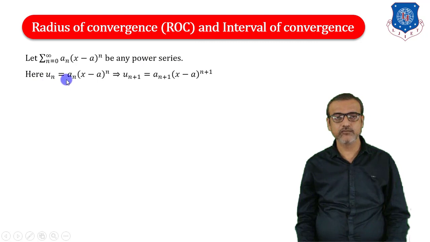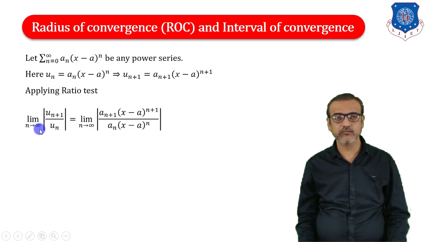Here un equals an into (x minus a) the whole raised to n. Therefore un plus 1, replacing n by n plus 1, equals an plus 1 multiplied by (x minus a) the whole raised to n plus 1. Applying the ratio test, limit n tends to infinity, modulus of un plus 1 upon un.